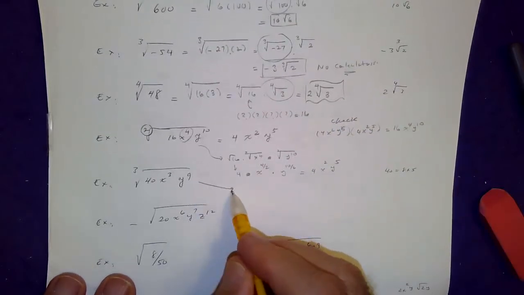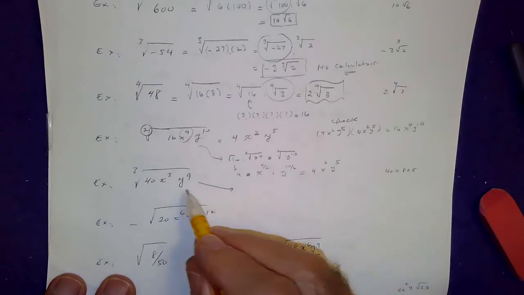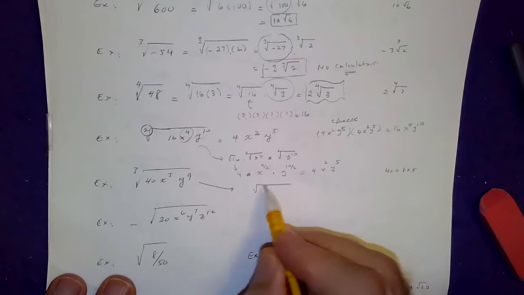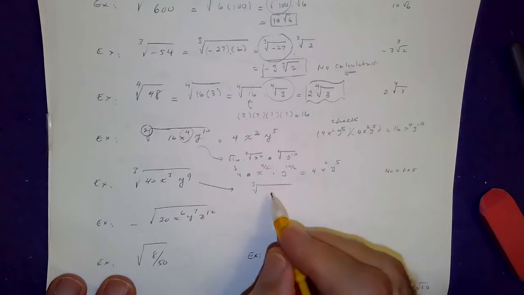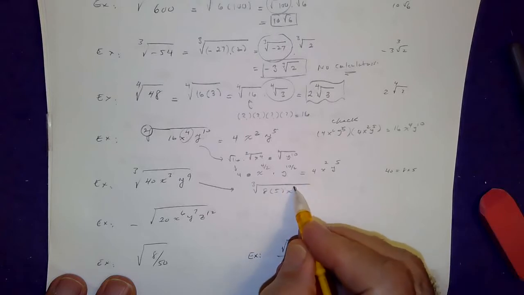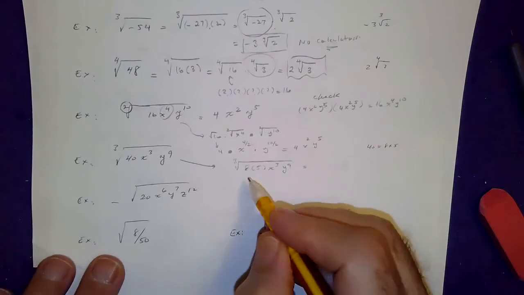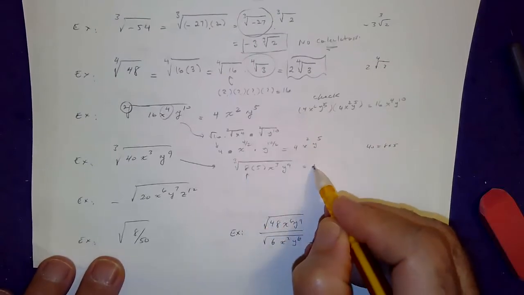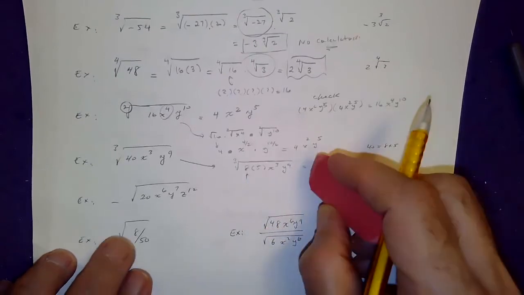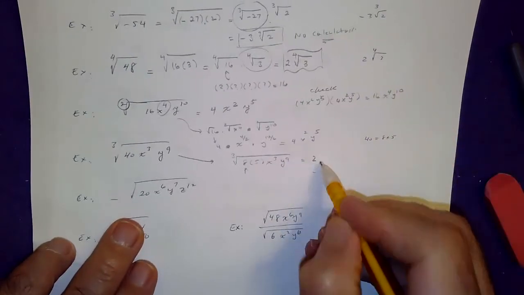What about this guy? Cube root of 40, x cubed, y to the 9. I can write 40 as 8 times 5, and then x to the third, y to the 9. I know cube root of 8 is what? 2. Is that right? I know cube root of 8 is 2.